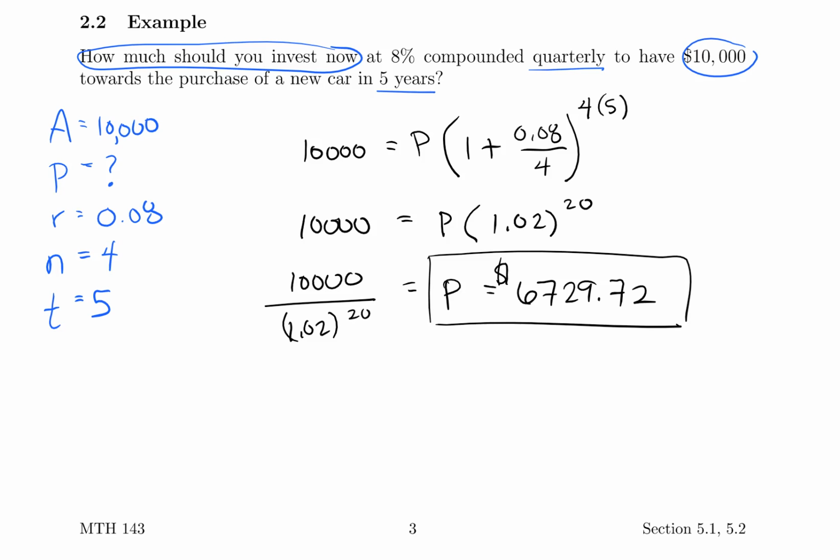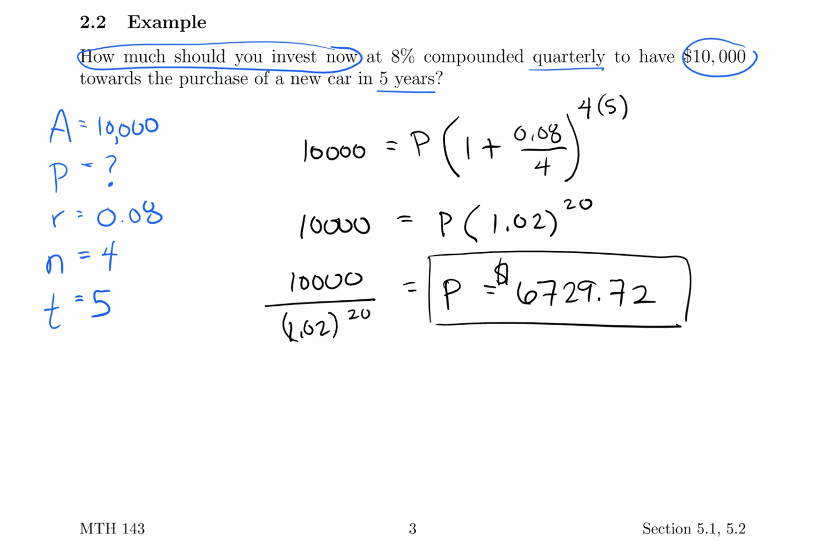Okay, so we have $6,729.72. That's kind of nice, right? You can double your money essentially. Well, not quite double because this is more than 5,000, but you could almost double your money in 5 years if you have 8% compounding quarterly.